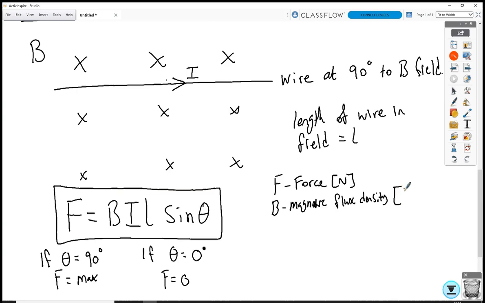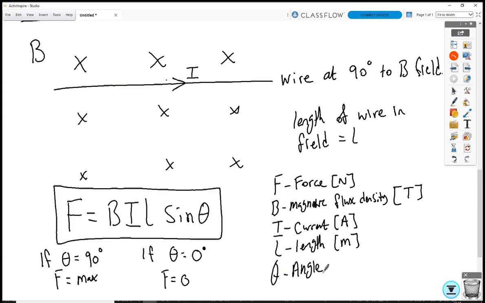And the units for that are the Tesla. I is the current measured in amps. L is length measured in meters. And theta is the angle between the field and current slash wire.